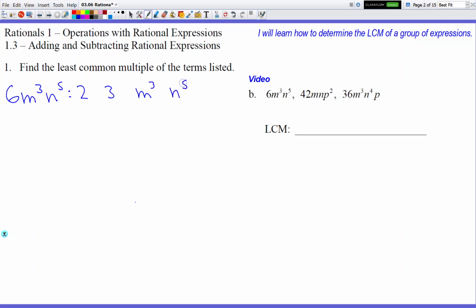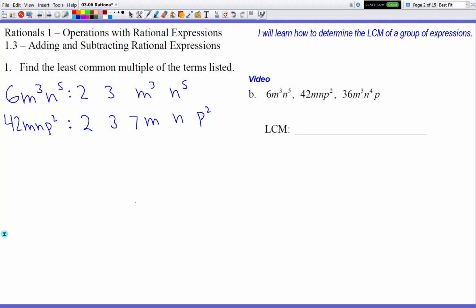Okay, so next one, 42 mnp squared. Okay, so 42 is going to be a 2, a 3, and a 7. And then he also has an m, he has an n, and he has p squared.